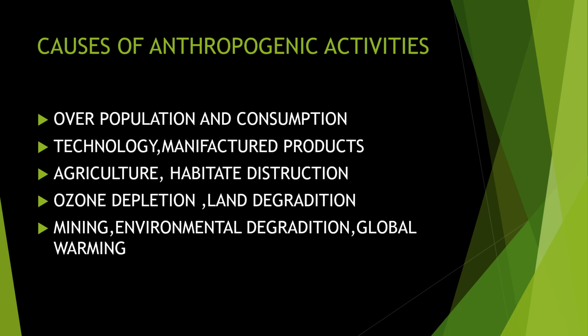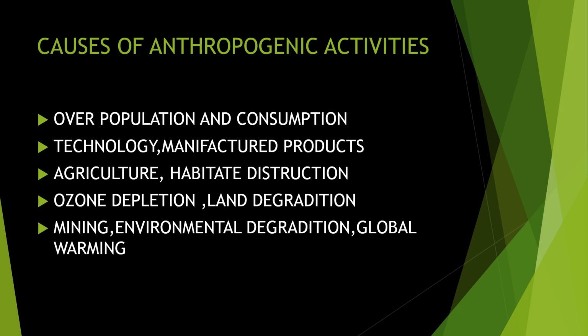Other kinds of chemical fertilizers used in agriculture are causing a lot of problems for the living beings, as well as for the land, the climate, and pollution. All these things are happening there. Next is habitat destruction. Habitat destruction means that when anthropogenic activities happen, they affect all kinds of living beings as well as the surroundings.